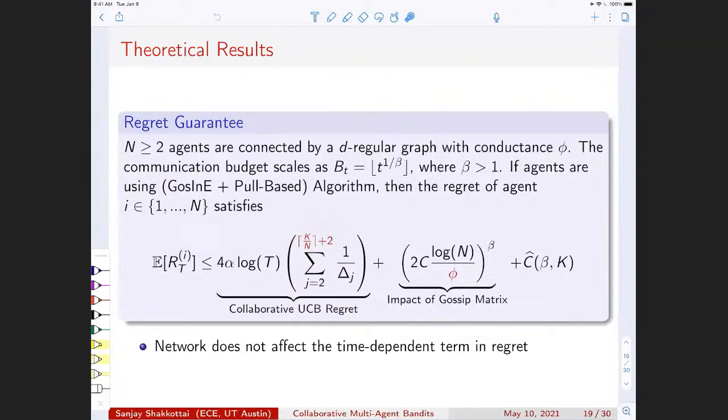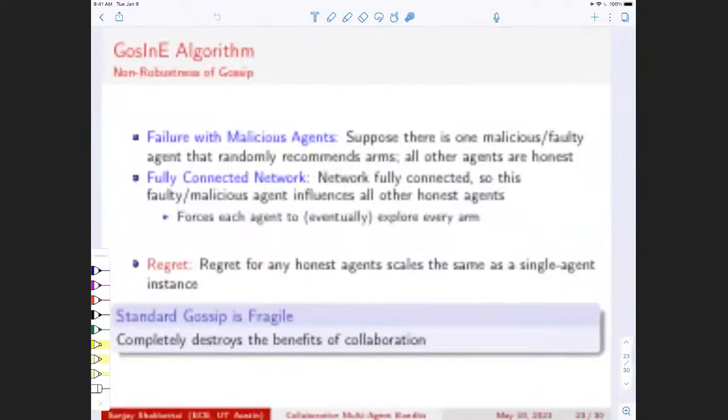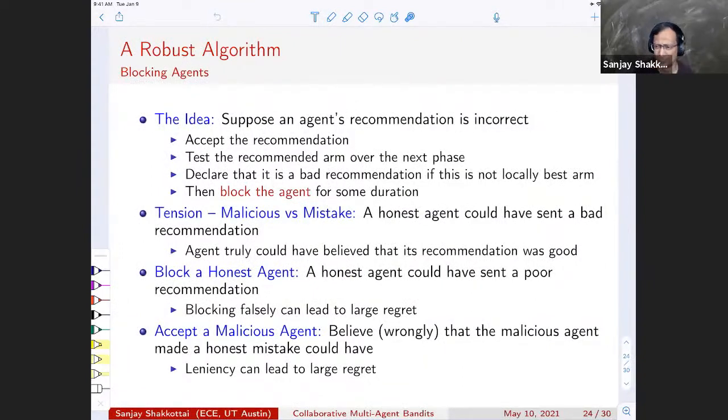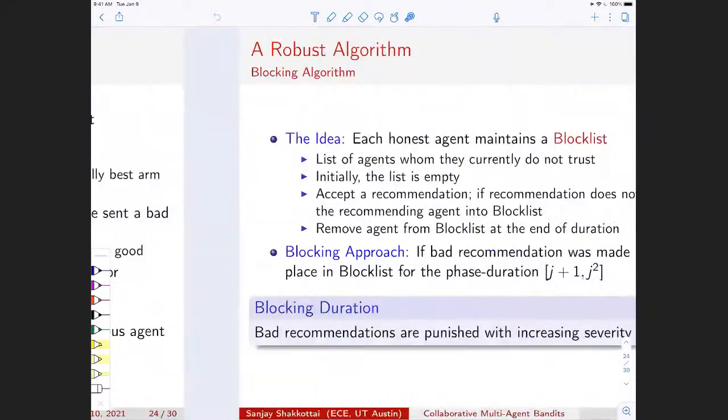Sanjay, I had a quick question on the malicious agents part. So the results that you had were for the complete graph, right? Correct. Because if you had a different graph and the malicious agent was, say, a bottleneck node, it could separate the two graphs, and essentially the number of agents would reduce.